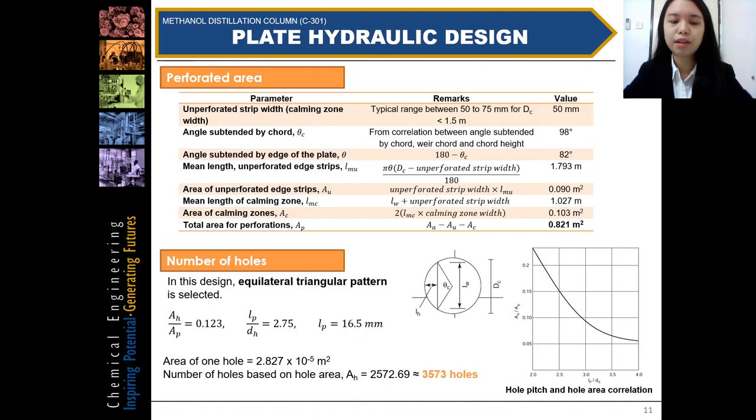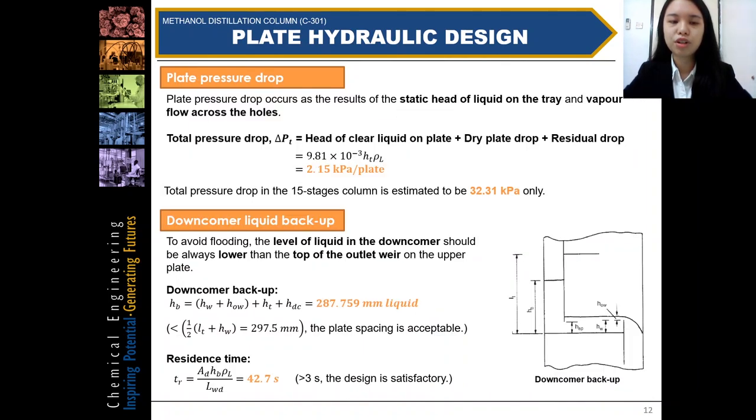For the peripheral area, by taking the calming zone to be 50 mm at both sides of the plates, the total area for the perforation is estimated to be 0.821 m². In this design, the equilateral triangular pattern is selected for the hole arrangement with 3573 holes per plate. Also, based on the calculation, the pressure drop in the column is minimal, which is about 32 kPa only.